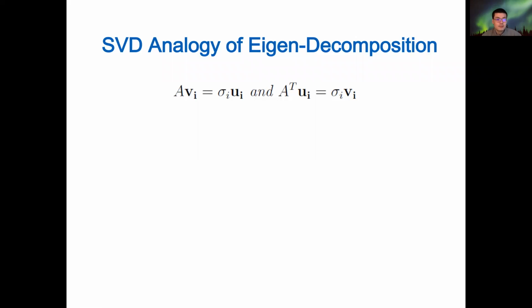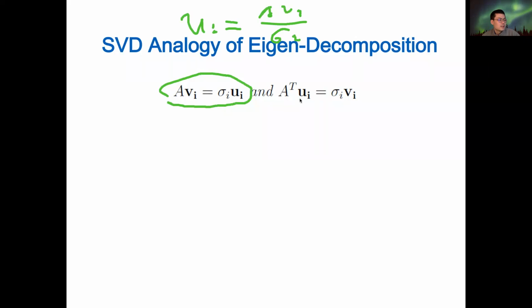Otherwise, please mute yourself. And so next, let's do an SVD analogy to the eigen decomposition. Here we know this, right? Because this is how we construct u_i. We construct u_i as A v_i divided by sigma_i. But this thing we have not proved: if you transpose A, then if you multiply by u_i, it is equal to sigma_i v_i. So this is actually very close to the eigen decomposition.